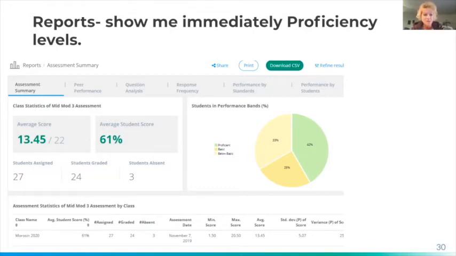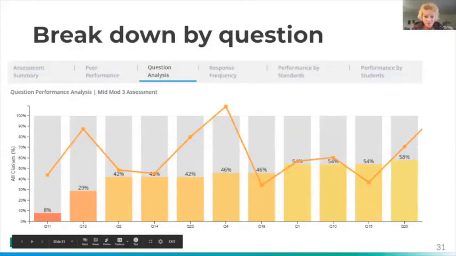And then you can see up at the top where it has the different types of reports, and that's what I'm going to go into next. So go ahead and click to the next one. So this is the question analysis.